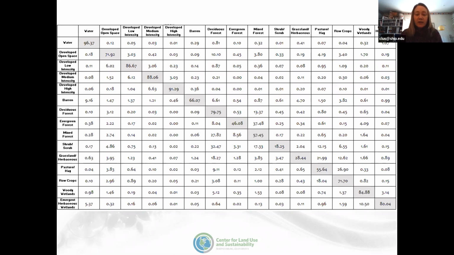Again, spectral similarity between those classes causing that confusion. We also see some class swapping with grassland herbaceous, pasture hay, and row crops, where, for example, overall agreement in the grassland herbaceous class is 28%, where 22% of the pixels mapped as this class in the 2011 edition are mapped as pasture and hay in the 2016 edition.